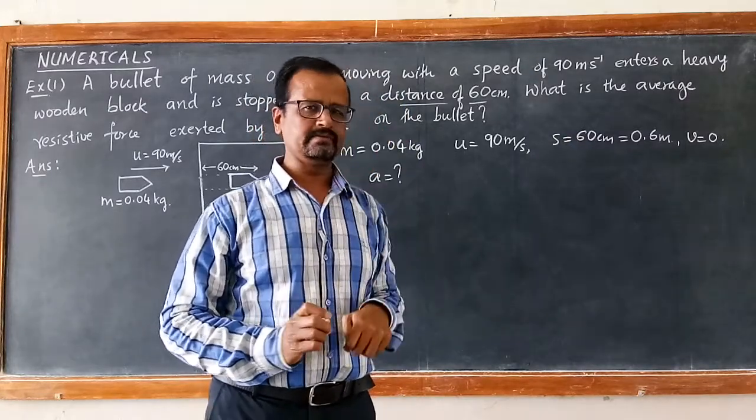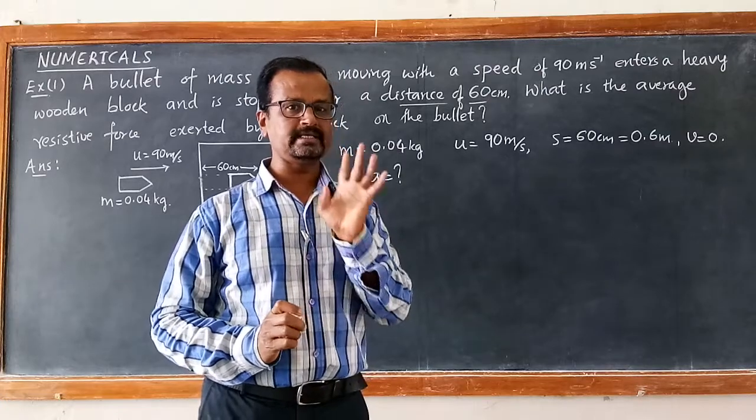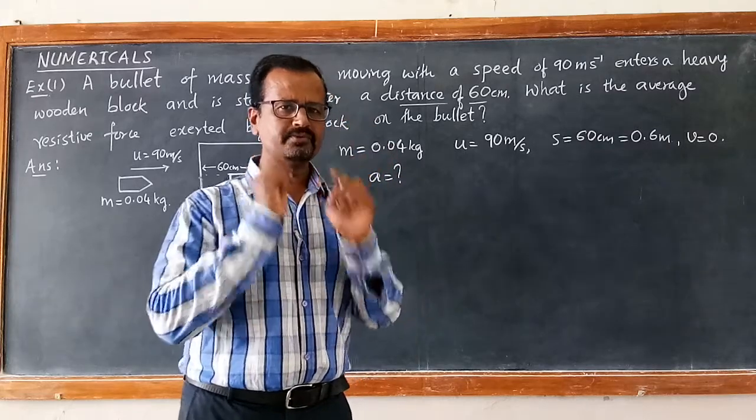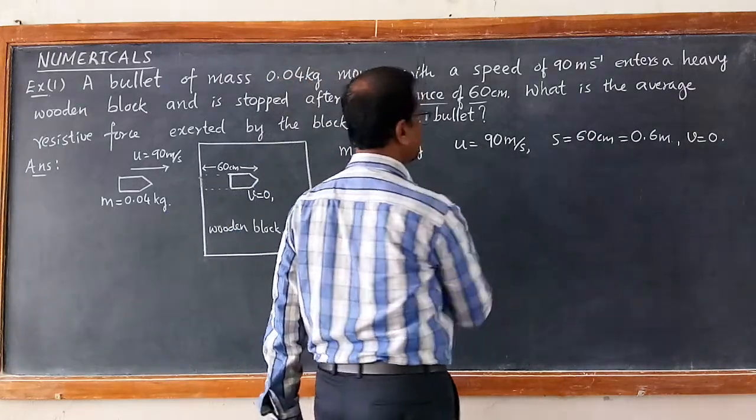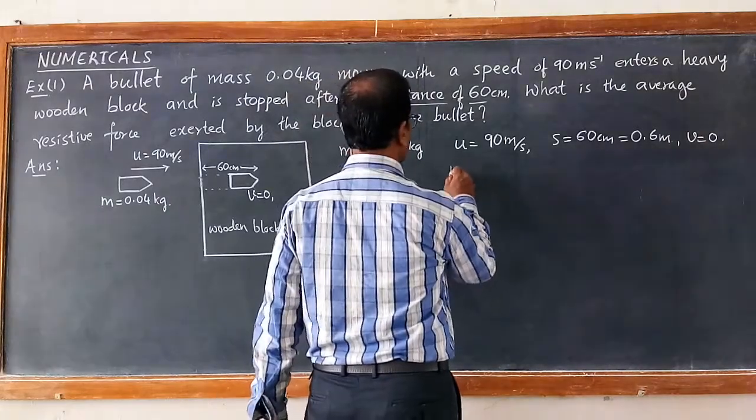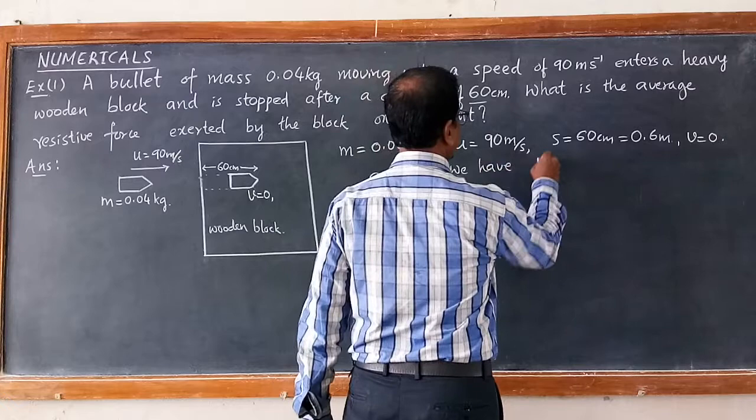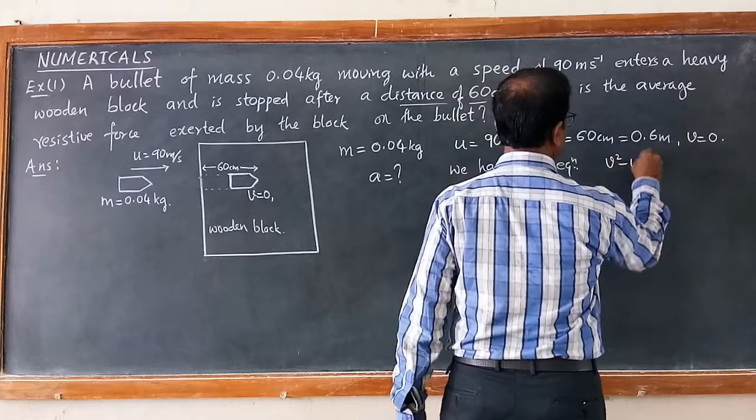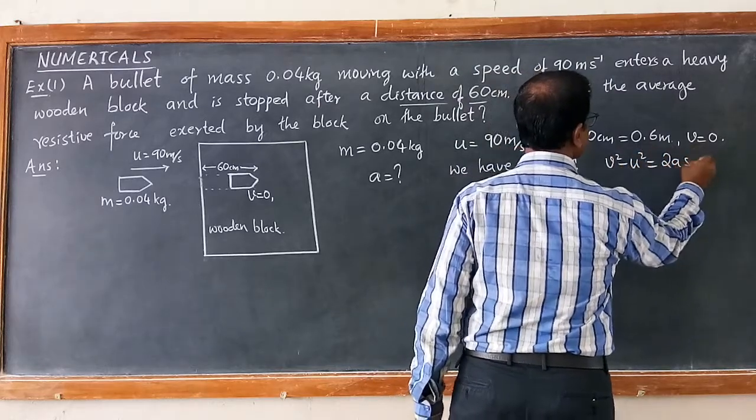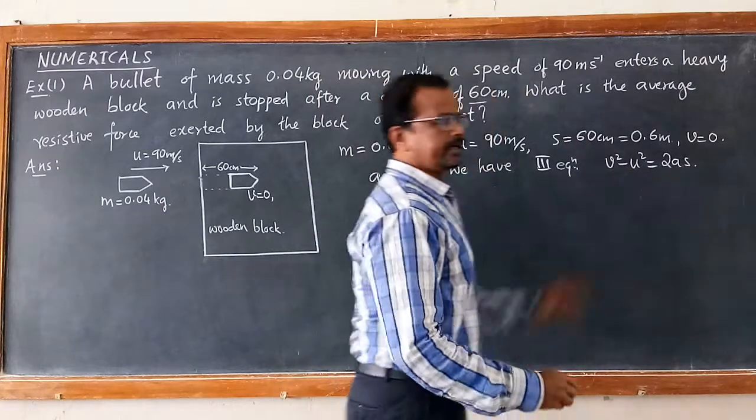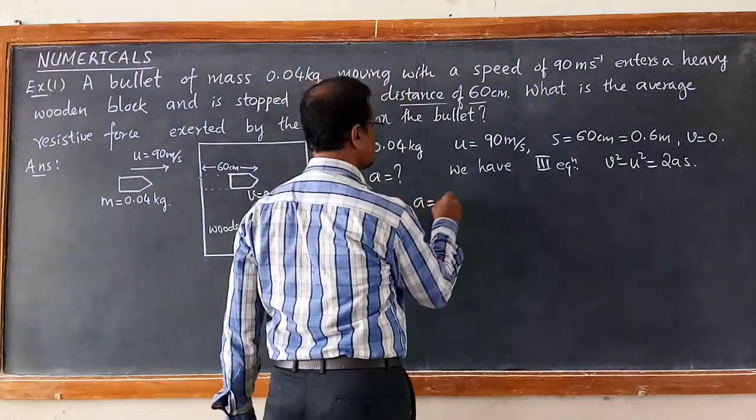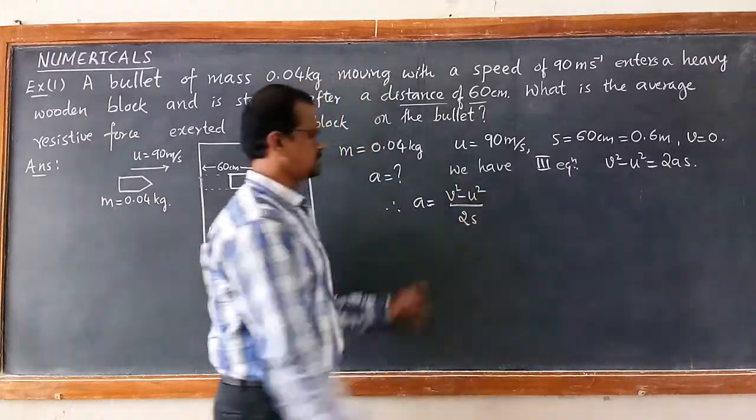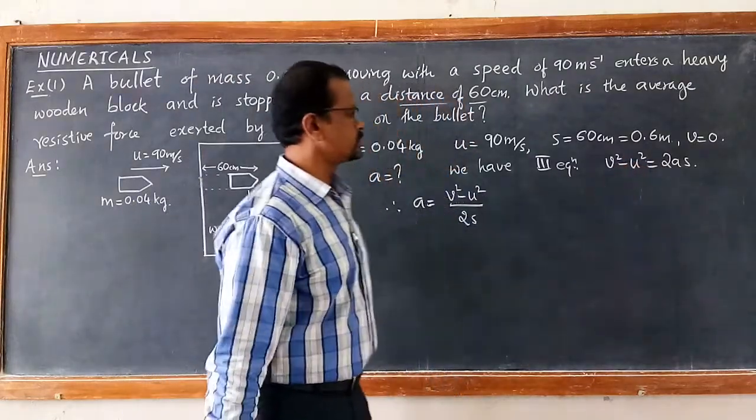So we can use the third equation, v square minus u square is equal to 2as. Since v, u and s are given, we can calculate a. Therefore a is equal to v square minus u square divided by 2s.